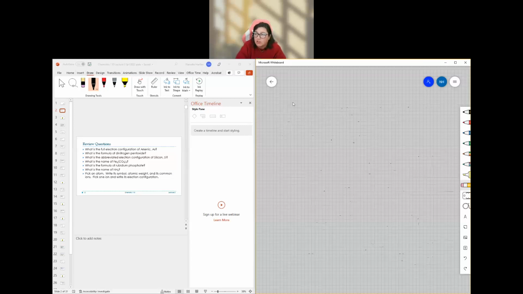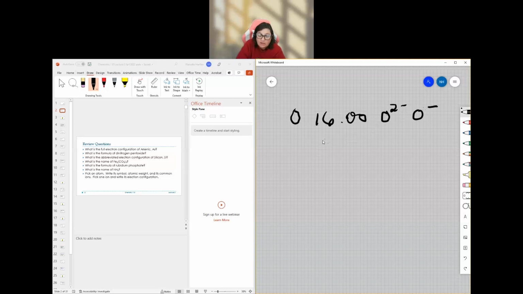I'm going to choose oxygen because it's one we work with a lot. So I know that oxygen is O. I know that it's number 8. Symbol, atomic weight is 16 per this periodic table. And its common ions. Well, O is 2-. I also know O-, but it's not very common, so you don't actually need to write that. Pick one ion, let's go with the O2-, and write its electron configuration.